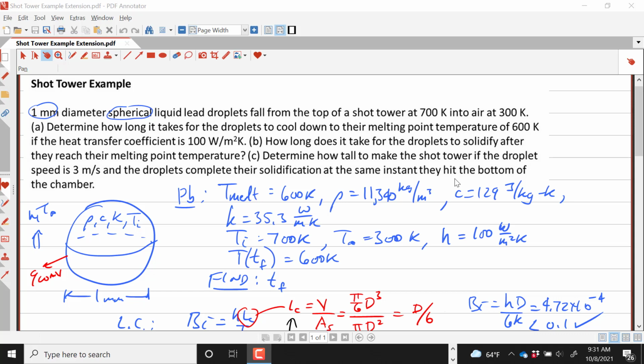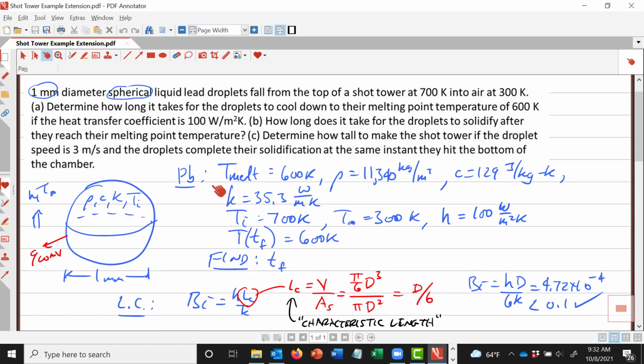Hi everybody, this is an extension on the shot tower example we did in class the other day. Again, we have 1 millimeter diameter spherical liquid lead droplets falling from the top of a shot tower at 700 Kelvin into air at 300 Kelvin. In class, we looked at how long it takes for the droplets to cool down to their melting point temperature of 600 Kelvin, given that h is 100 watts per meter squared Kelvin.